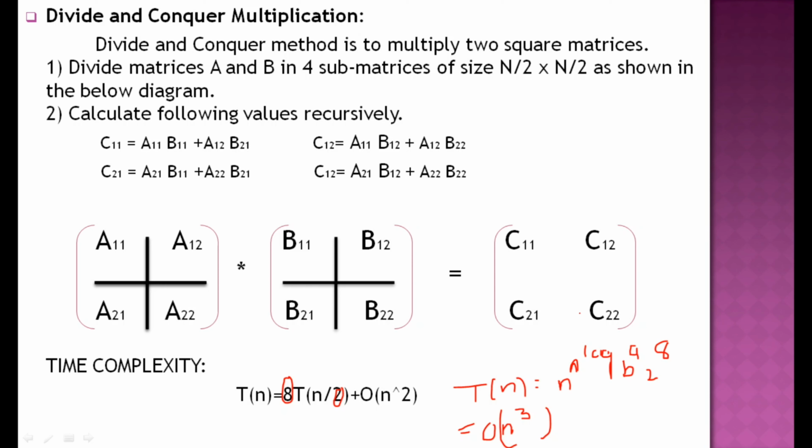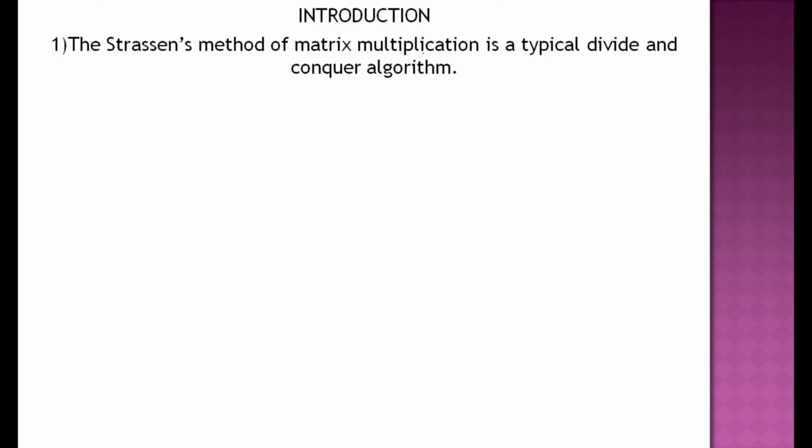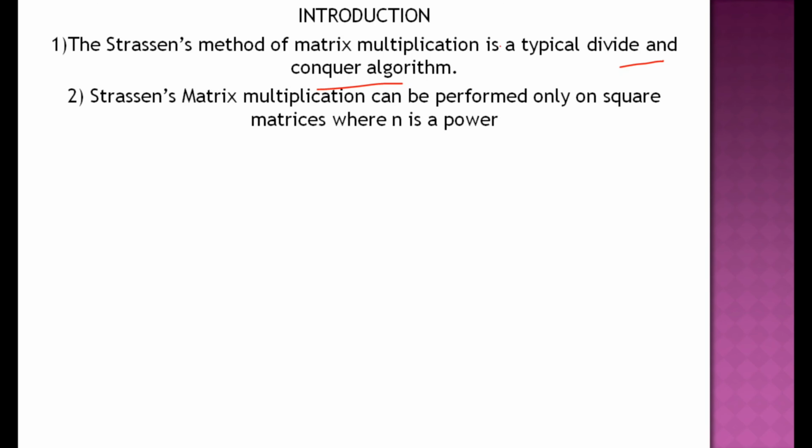So I think you understood. In order to reduce this time complexity of order of n cube, we use Strassen's multiplication. How will we reduce the time complexity? By reducing the number of multiplications, we can reduce the time complexity for the given input. Coming to the introduction part, Strassen's method of matrix multiplication is a type of divide and conquer algorithm, an application of the divide and conquer algorithm.